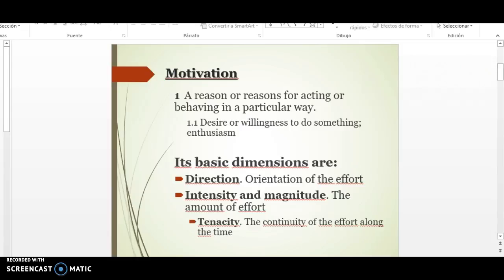As we have seen in our lessons, the concept of motivation is a very wide and difficult concept to explain. But according to the Oxford English Dictionary, motivation is a reason or reasons for acting or behaving in a particular way, but also a desire or willingness to do something, that is, enthusiasm.